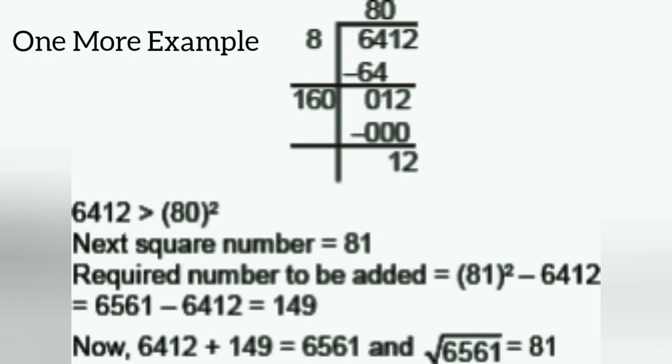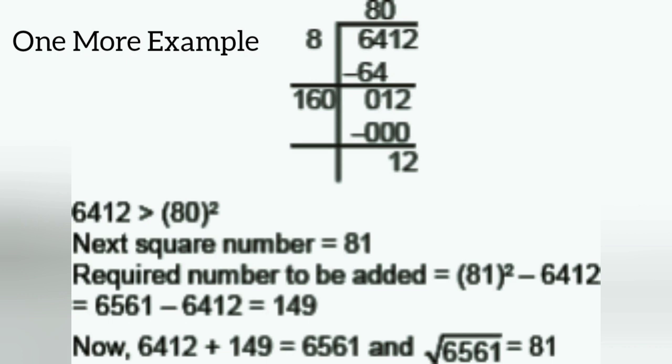Now on the left side we are getting 16, as we have done the square of 8. So at the unit place we have written 0, as we don't have any such number which, if we multiply, gives a product equal to or less than 12. So that's why I wrote 0 at the unit place. And now we have got remainder 12. It means that 6412 is not a perfect square, right?